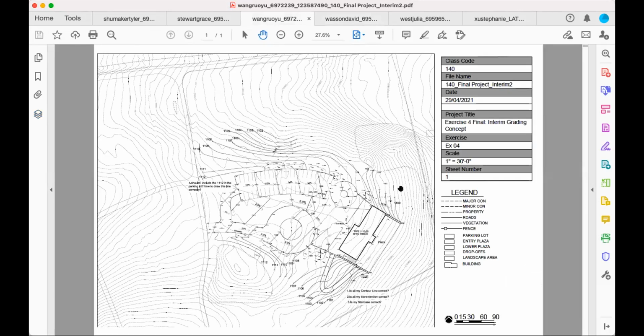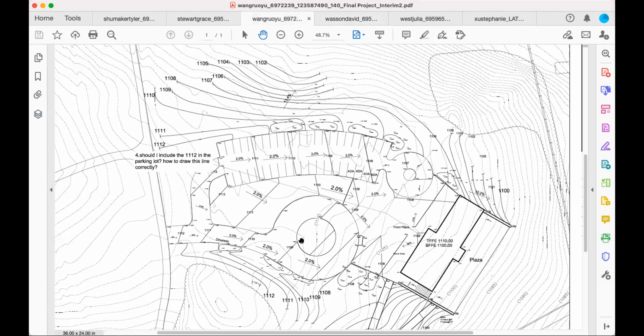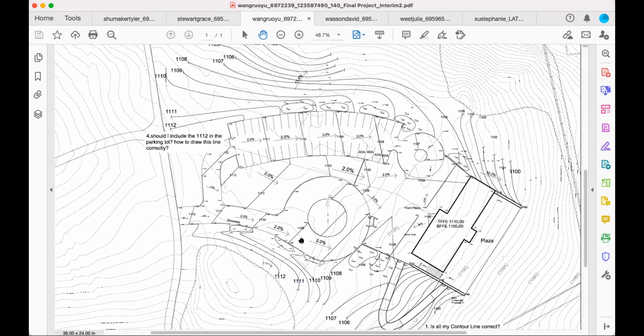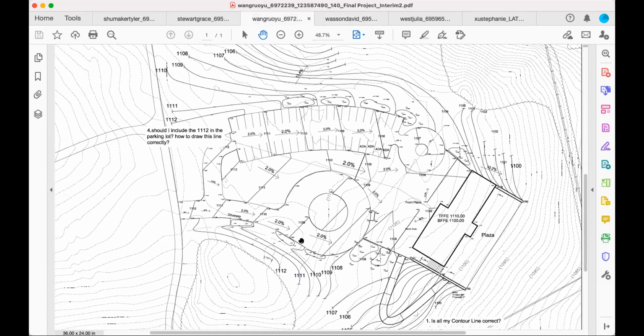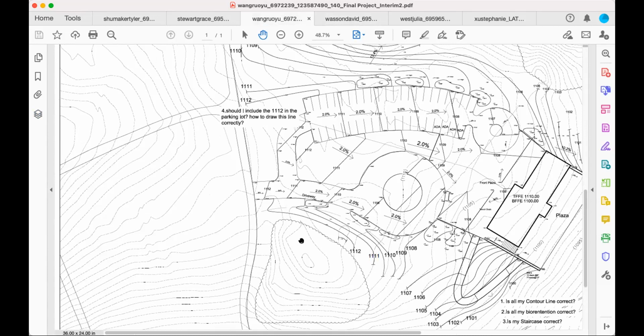So next we'll talk about Roy's work. You had a question about whether you should include the 1112 in the parking lot, and how to draw this line correctly. The 1112 contour, yes, that's one of the contours you have. That contour becomes everything that's not inside the parking lot. It's going along the curb as what you had now.